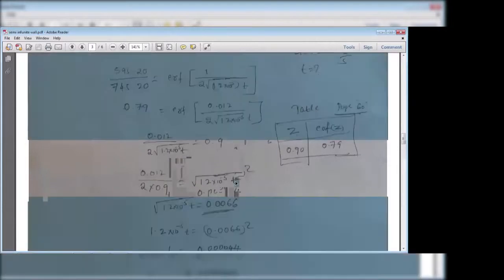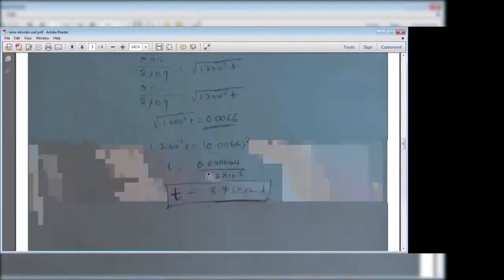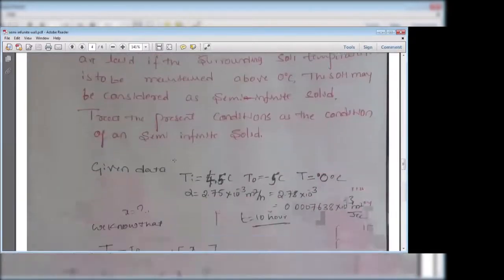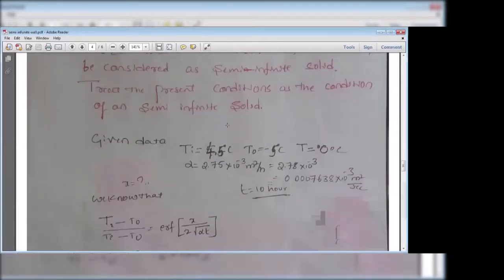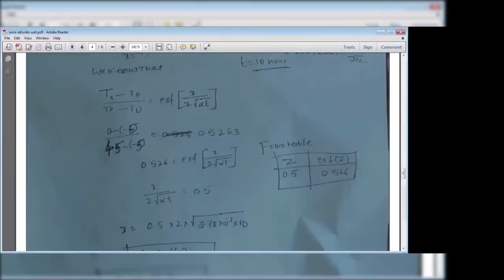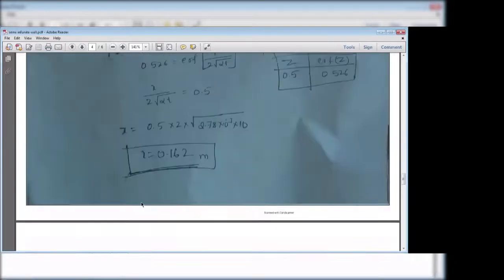This is how to solve problems of the semi-infinite solid. You should know this equation from the data handbook, and you should know how to look into the table. That is very easy. So this is how to calculate the time, and at what depth we need to build the solid.